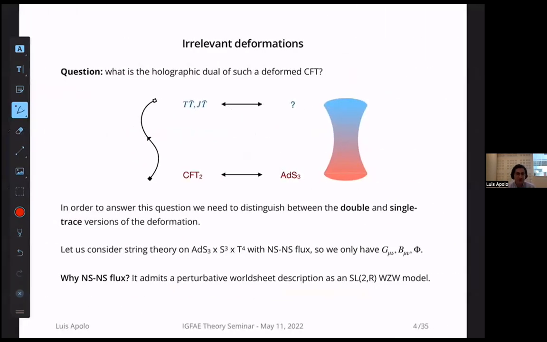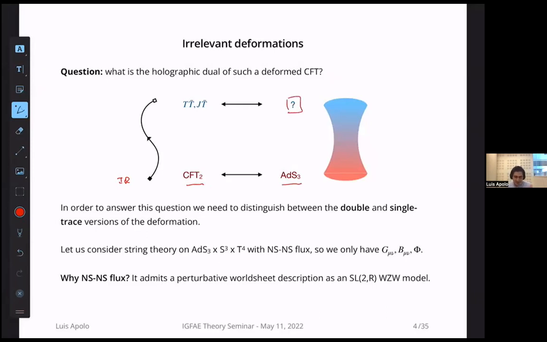Now, a natural question to ask is, what is the holographic dual of such a deformed CFT? So you can imagine that I start in the IR with some two-dimensional CFT that meets all of the conditions to be holographically dual to Einstein gravity in AdS3. On the left-hand side, you turn on the deformation by TTbar, JTbar, or some linear combination of them. And then you ask, what is the deformed theory of gravity?